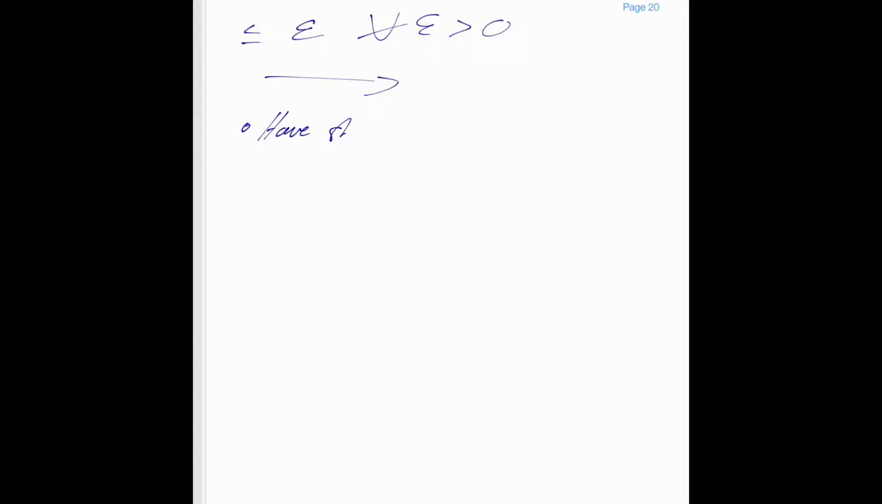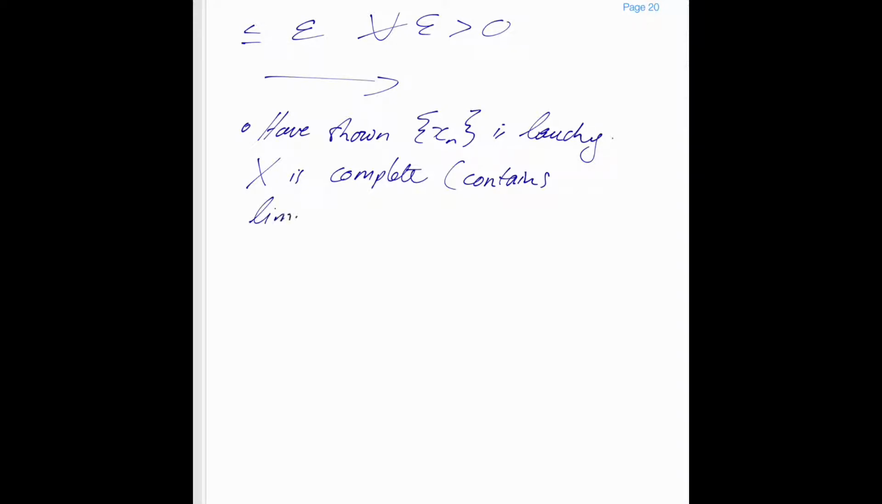So we have shown that the sequence of the x_n terms is a Cauchy sequence, and X as a metric space is complete because it contains the limit point of its Cauchy sequence.